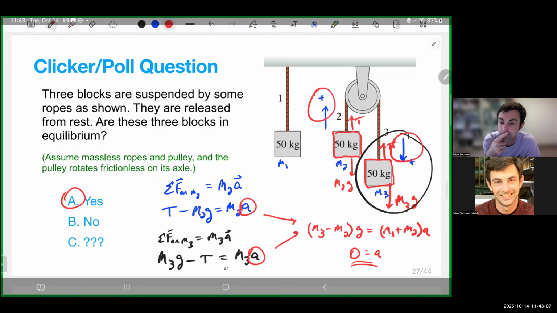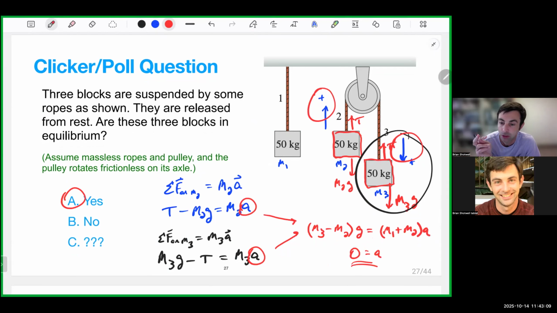They're not moving. Okay, but if M3 were just a little bit bigger than M2, then there would be a positive acceleration here. If M3 had a smaller mass, then there would be a negative acceleration. M2 would go vertically downwards, and M3 would go vertically upwards.